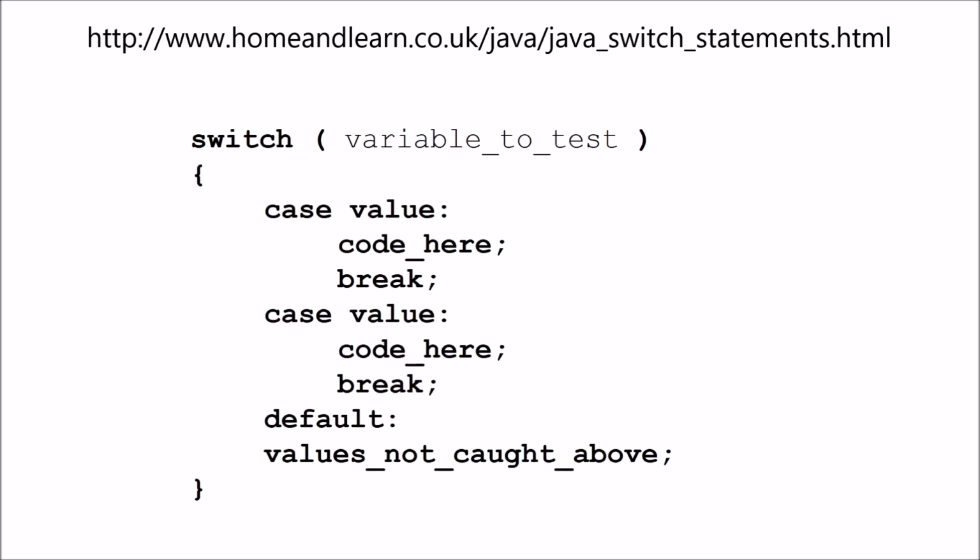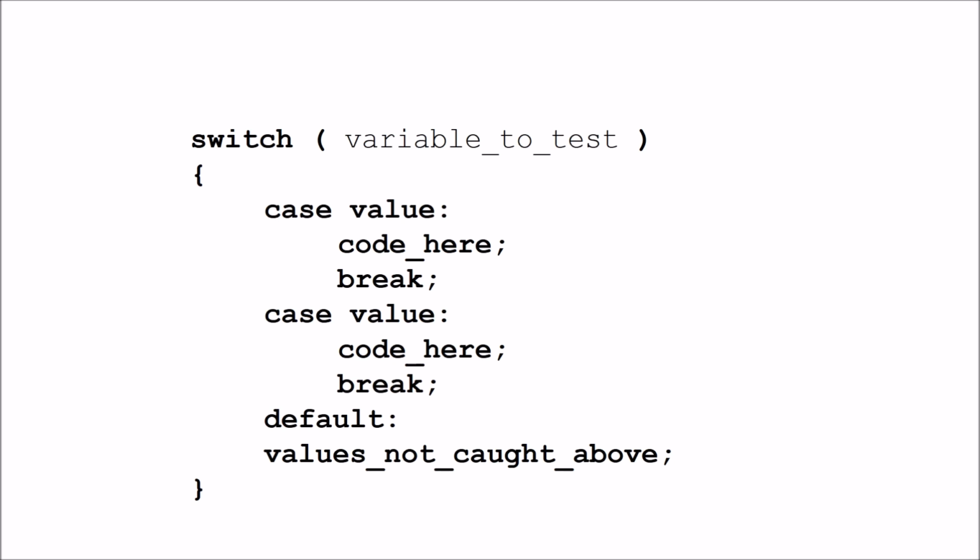Okay, to the basic format of the switch statement. This is what the basic format looks like. You'll see switch, a variable to test, and we'll see this in our sample code. Then we'll have a case with a value which will be tested against the variable. Then we'll have a code or statement, and then something called a break, and I'll show you how that works in the example as well.